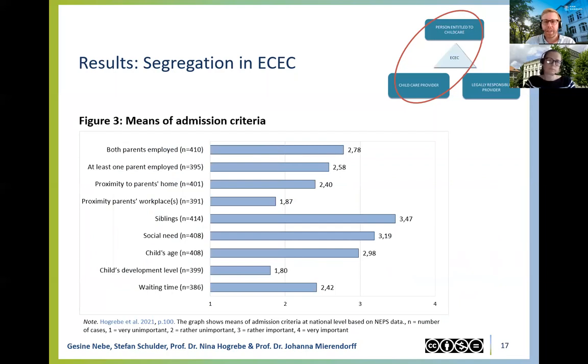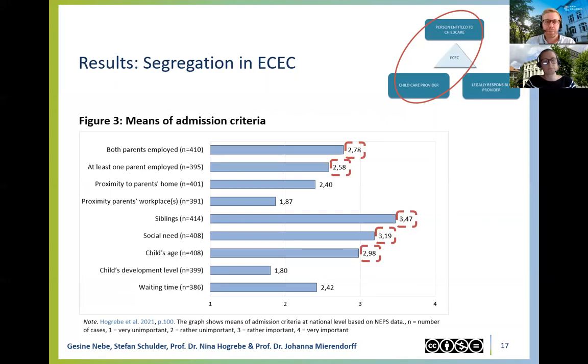In most cases, daycare places are allocated directly by the head of the facility. In order to find out whether and which criteria are used and how important they are, educators were asked to rate admission criteria on a 4-point Likert scale. By far the most important criterion rated by the professionals is that siblings already attend the same daycare center. Important are also the social neediness of the family and the age of the child, followed by the occupation of both parents or at least one parent.